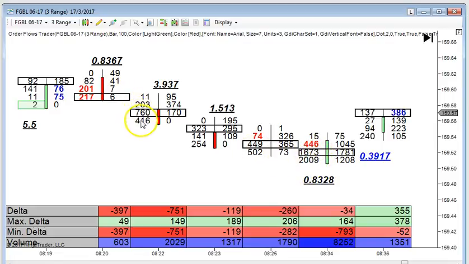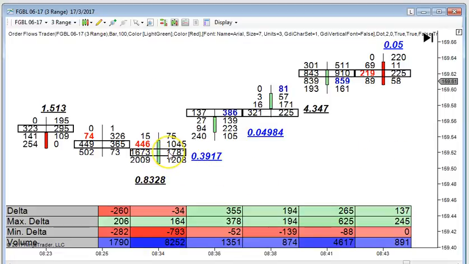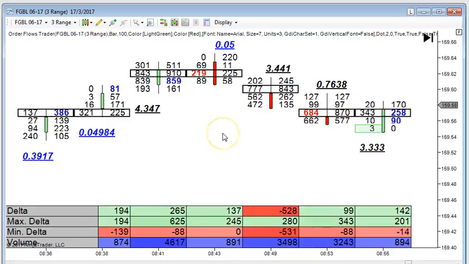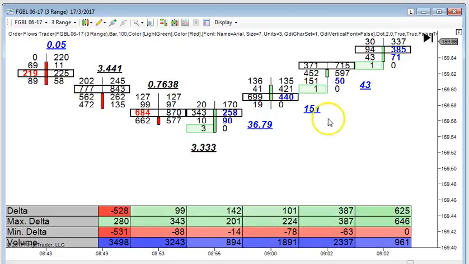Look at the sizes of the bids, 700, 400, 300. Then you get down here, you got a buyer basically saying, I'll take all that you got to sell. And you notice how this is where the market just happens to make that short-term turn at the 159.52, 53 area, all the way up to the 60s. That's a quick 10 ticks right there.